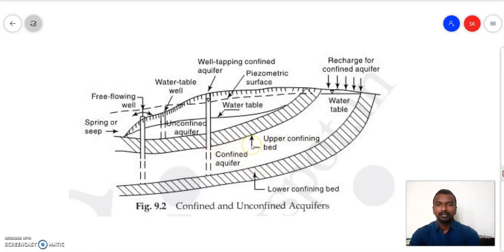Now we will discuss the wells which are driven into the confined aquifer and unconfined aquifer. This is the unconfined aquifer. If we dig a well in this unconfined aquifer, this is a well driven into this particular unconfined aquifer. This is the water table, from which we can get the idea that this much water level would be there in this unconfined aquifer, or water will rise up to this level.